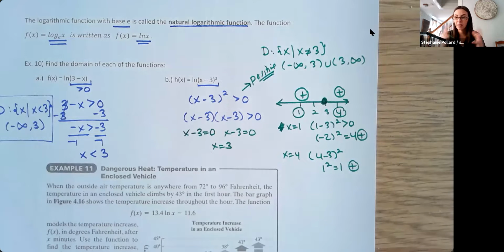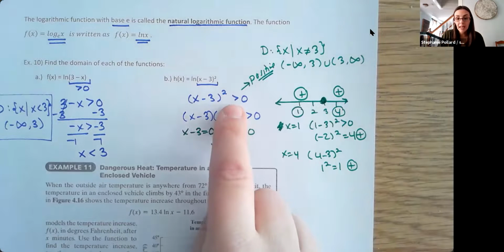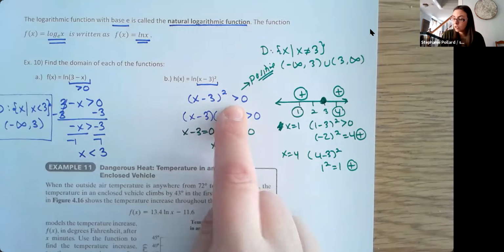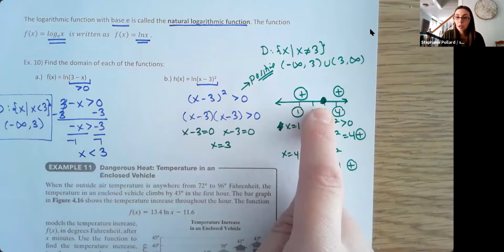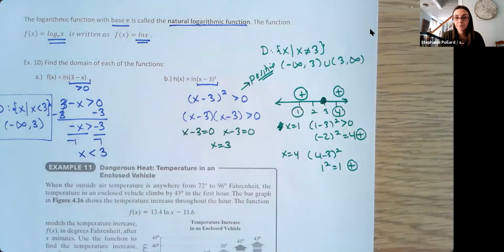So here, because everything is being squared, almost everything is positive, but we do have that issue of the boundary point. You do need strictly greater than 0 for your domain. So I do have to make sure I exclude 3 here from my domain.